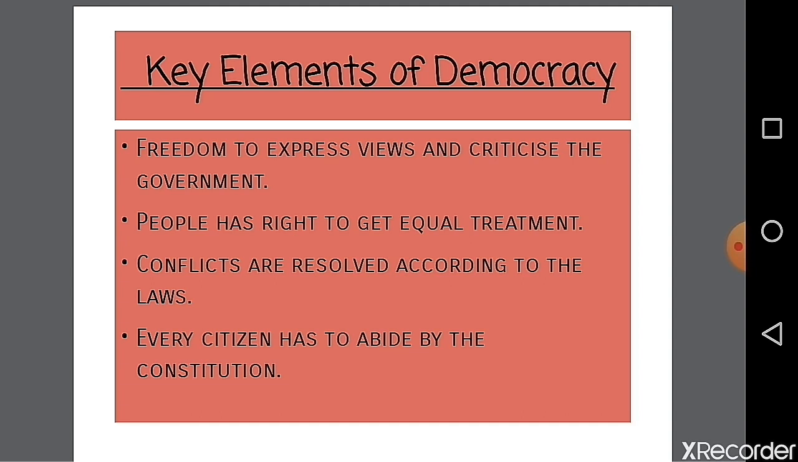It is not like that. I just told you that about the government policies you can express your views. Okay, so this is the first point.